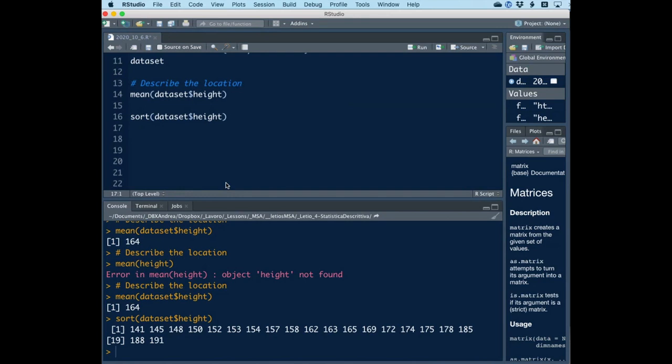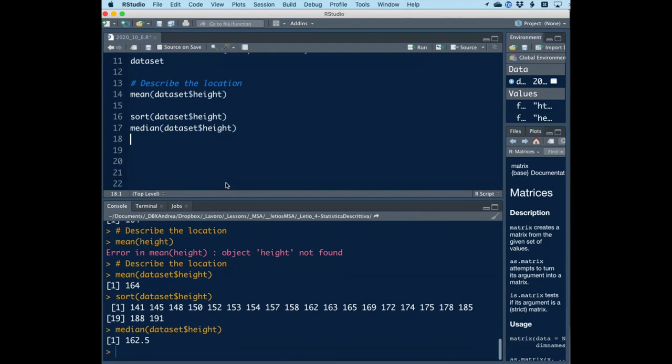We have 20 data. The number of data is even, so we do not have a central datum. So we have to take the two central data, 1, 2, 3, 4, 5, 6, 7, 8, 9, 10, and 11, and we calculate the mean. But it is easier if you do like this, median, data set, and height. So that is exactly what we expected.